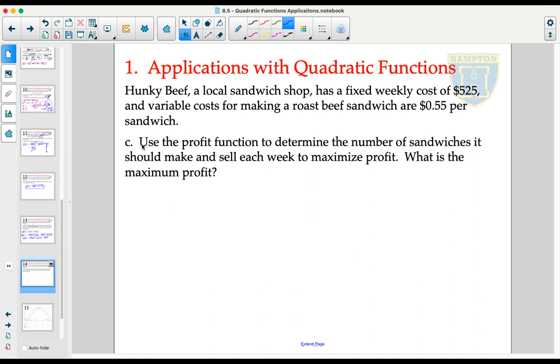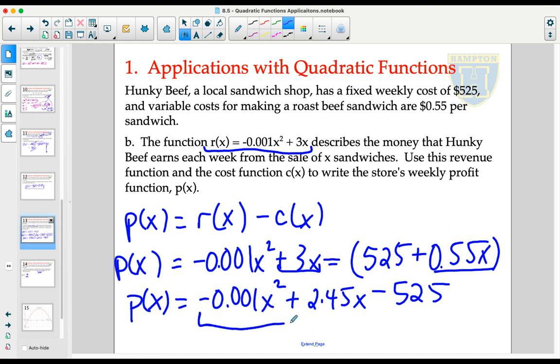In our final part, we're going to use the profit function to determine the number of sandwiches it should make and sell each week to maximize profit. Again, if we are attempting to maximize, that's code word for vertex. Our vertex formula, negative b over 2a. We take another look at our profit function. Here's our profit function. Here's our b. Here's our a.